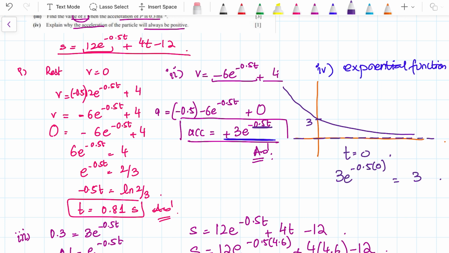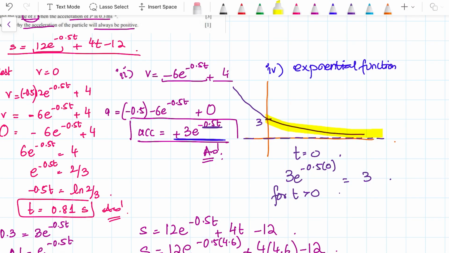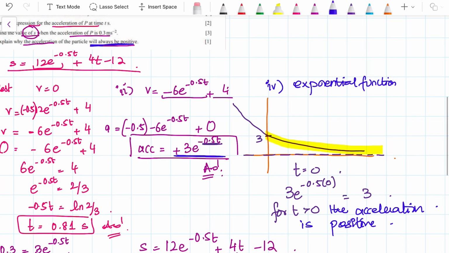So therefore, you can see for t greater than 0, that means for a positive value of t, the acceleration is always positive. It doesn't go in the negative region. The acceleration is positive. So the acceleration will always be positive. It is also shown by the graph that I've drawn, because this is how the exponential graph looks.